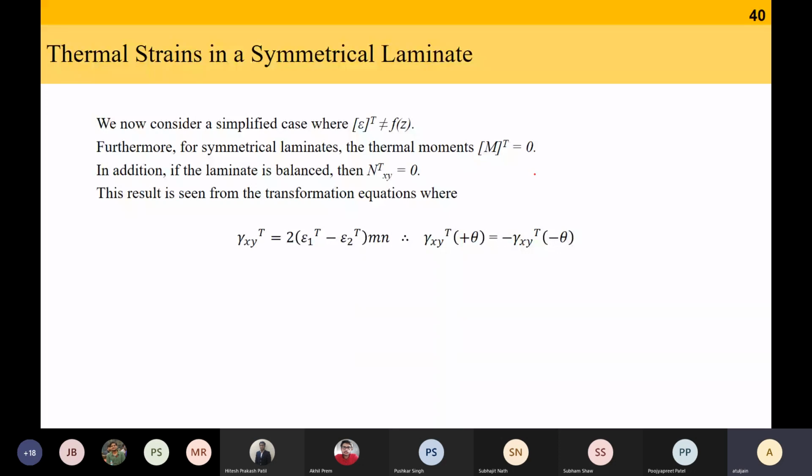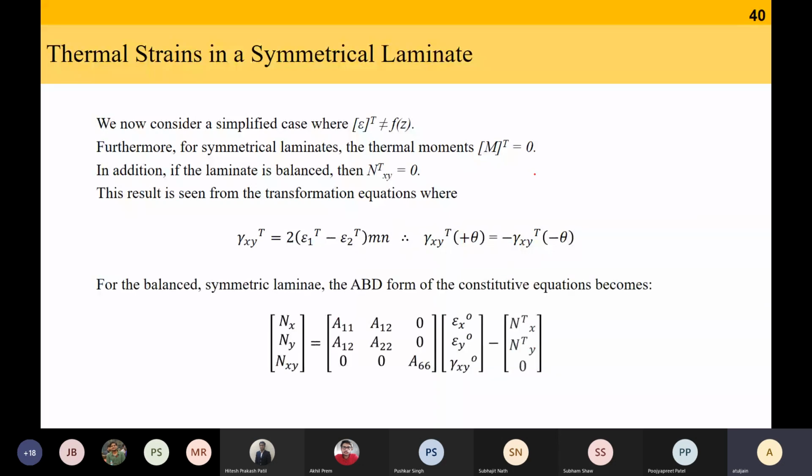And we already know the transformation equations. We know how to calculate the shear strains. Gamma xy thermal is equal to epsilon 1 minus epsilon 2 into 2mn. And similarly, gamma xy is equal to minus gamma xy. So I can write an equation like this. For a symmetric balanced laminate, I am getting Nx, Ny, Nxy is equal to A11, A12, A into strains minus thermal loads. Okay. Keep in mind this is symmetric, and this is balanced.